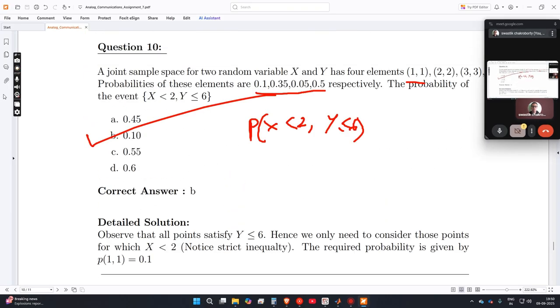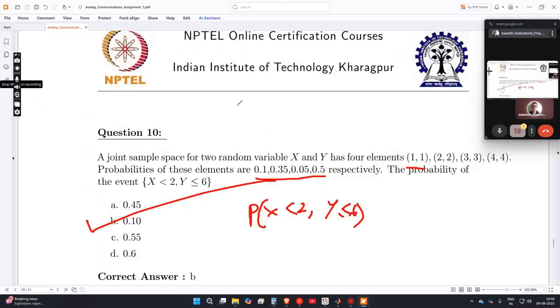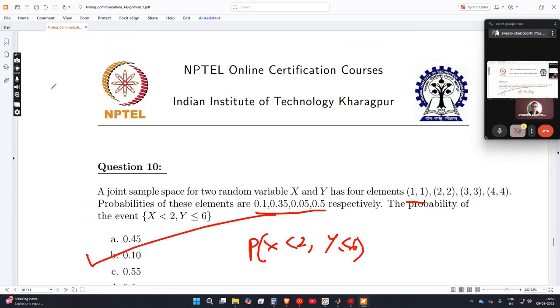Correct answer is B. So with that, we are concluding this assignment, and for the remaining 15-20 minutes, we can take some extra questions. We will start some extra questions in those 15-20 minutes.